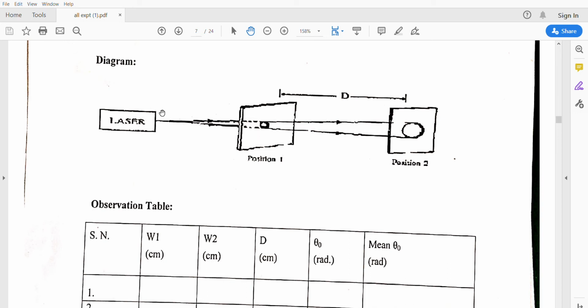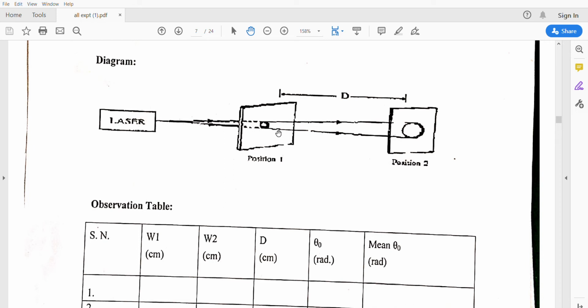When this light falls on the screen, the first spot will be identified. That spot has a diameter, the width of the first spot, which is W1. The spot diameter, the width of the first spot, is taken as W1. We can mark it using a pencil. We can draw a circle around the first spot on the graph sheet attached to the screen, and take the width of the first spot as W1, measured at position 1.